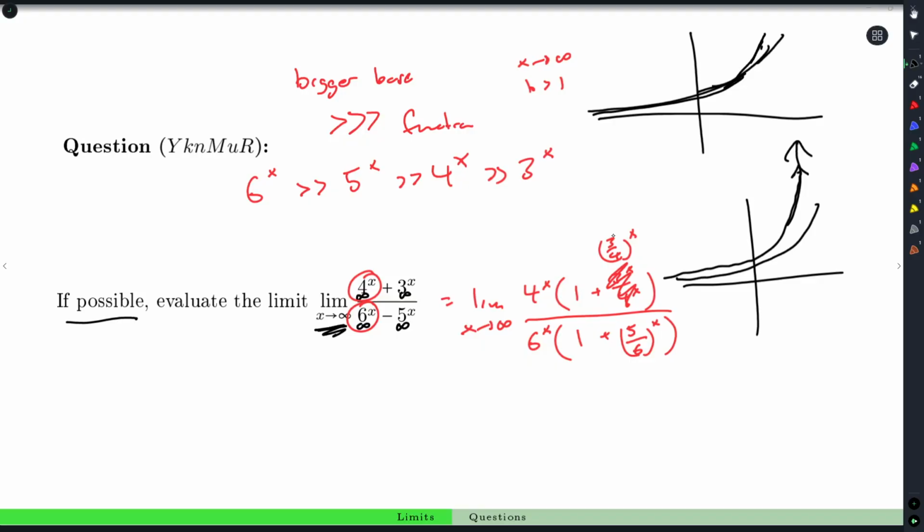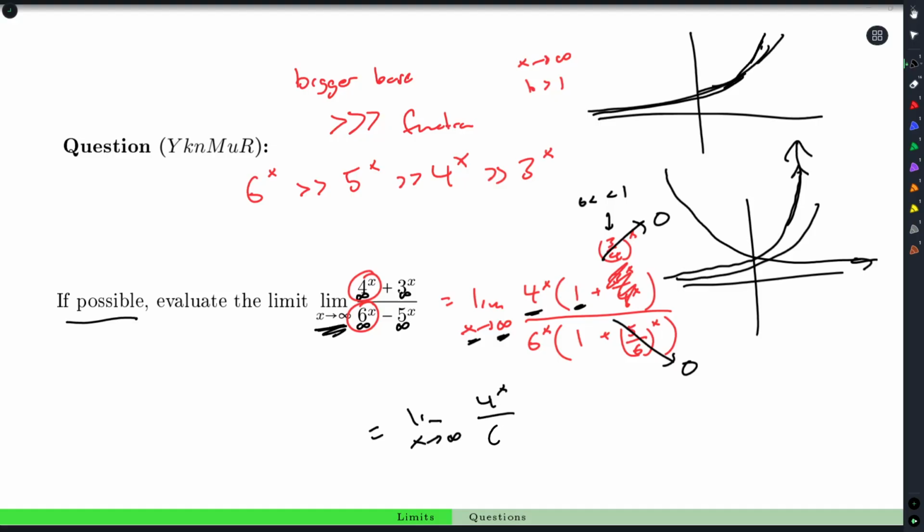Because 3 is less than 4, the base here is between 0 and 1. Well, as x gets really, really big, this part goes to 0. Right? Exponentials where your base is between 0 and 1 tend to 0 as you head to the really far right. Same thing down here. So we can just ignore this. This guy goes to 0. This guy goes to 0. So what we really have is this limit is the same as 4 to the x times (1 plus 0) over 6 to the x times (1 plus 0), which is just 4 to the x over 6 to the x. Okay, these limits are the same.